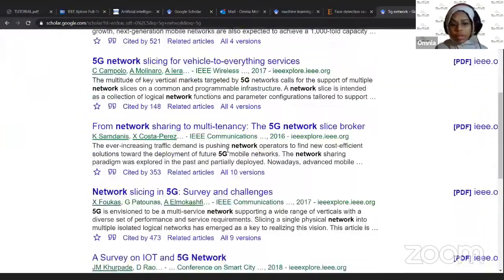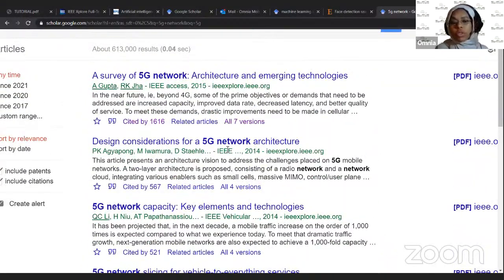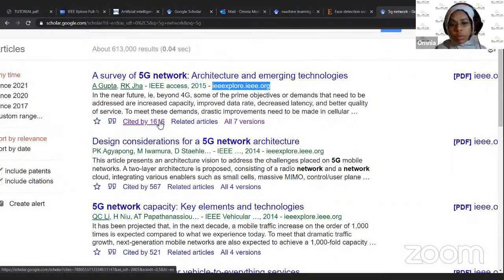Here we can see other examples as well. But what can this information give us? When we saw that it got published in IEEE and it got cited by at least 1,600 people, that means that this paper is considered a good starting point. It is one of the good references that has been used in the research. And definitely this is a good start for us to understand the 5G network topic.